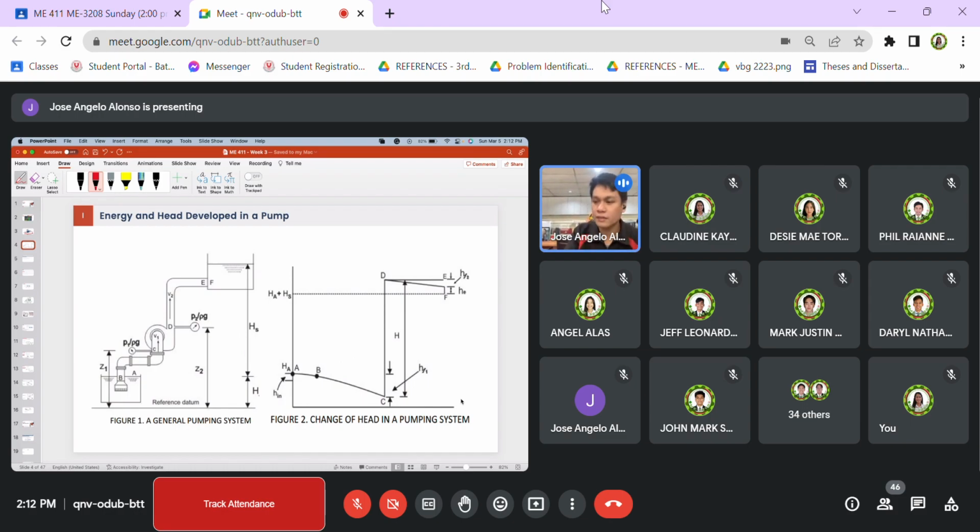So as you can see on the left side ng ating slides, this is a figurative representation ng ating general pumping system. While on the right side is a graphical representation naman ng equivalent na energy and head developed in a pump. Para magkaroon kayo ng overview kung what is the meaning or what is really meant by the total dynamic head.